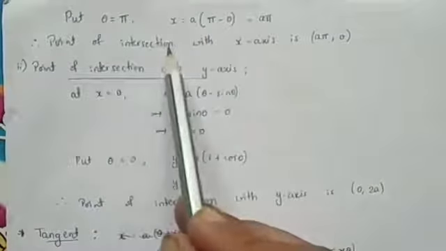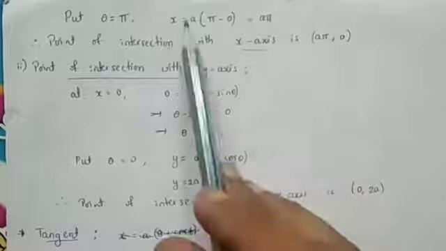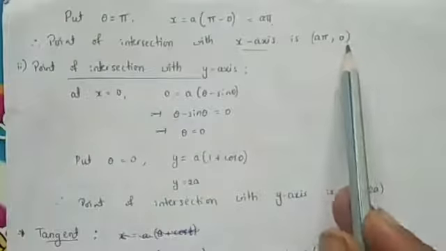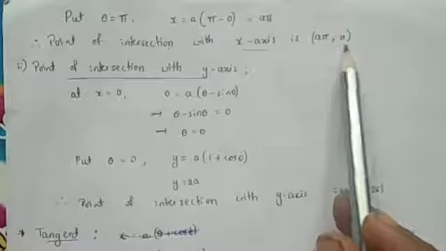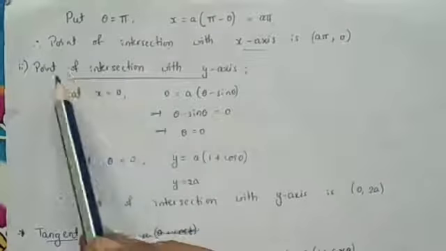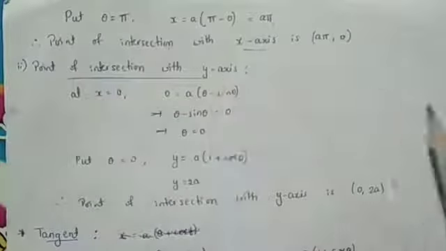Therefore the point of intersection with x axis is a pi comma 0. Y is 0, so a pi comma 0. The next one is the point of intersection with y axis.